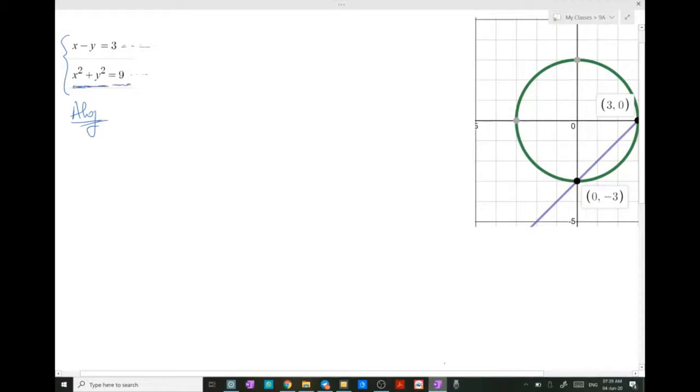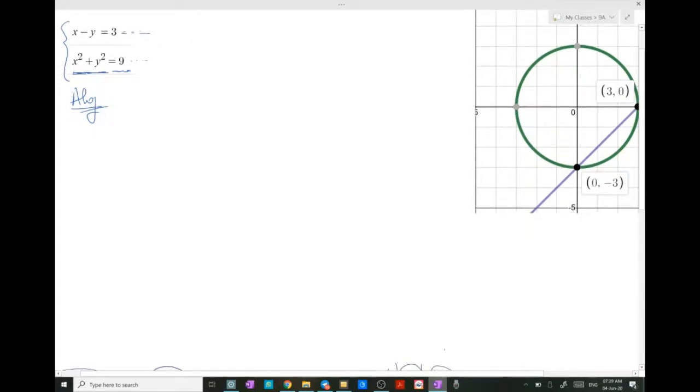So here I'm going to put x as the subject. It's going to be 3 plus y. When I'm rearranging, I want one of the variables to be in terms of the other. And since y is minus here and I want it to be plus, I take it to the other side and I write y plus 3.